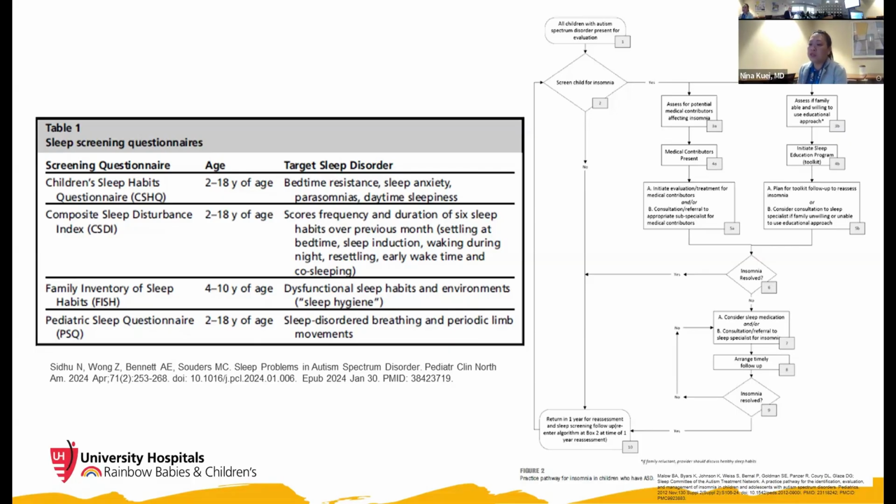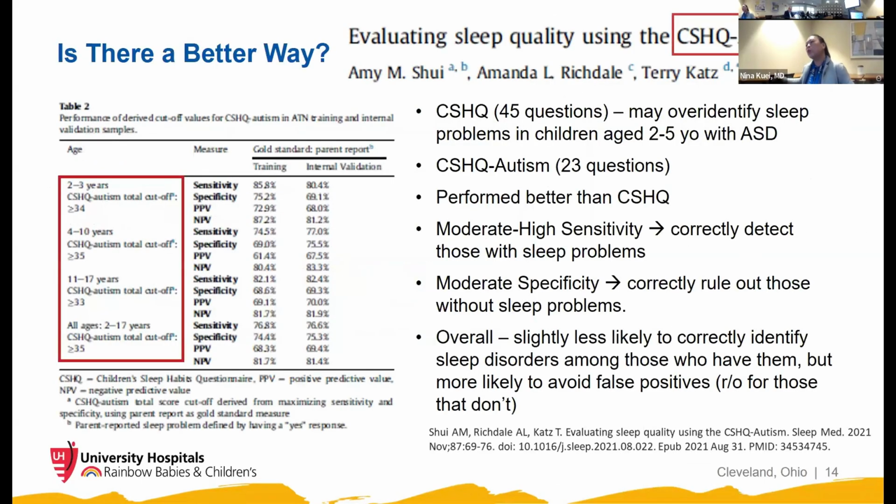There's a Family Inventory of Sleep Habits. This really just talks about sleep hygiene. I don't know of too many people that use it, to be honest. And then there's a Pediatric Sleep Questionnaire that talks about sleep disordered breathing and possibly restless leg and periodic limb movements. But is there a better way?